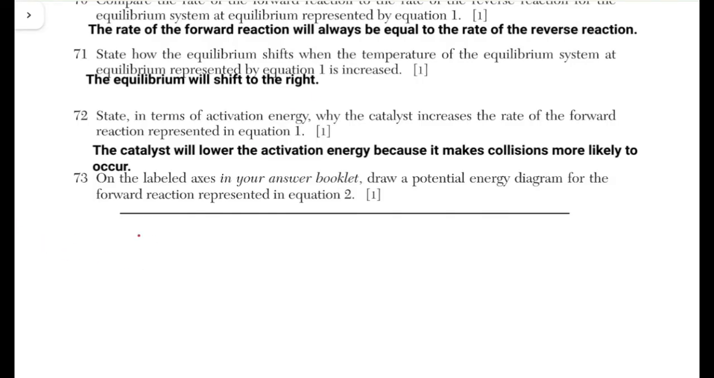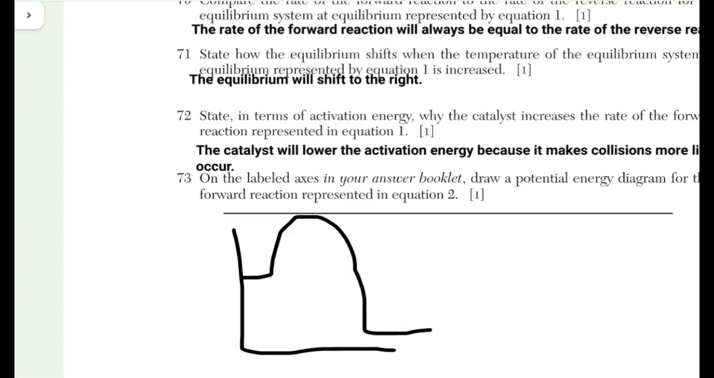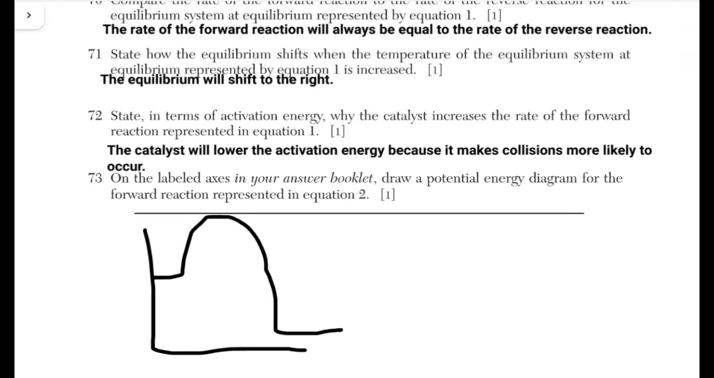On the labeled axes in your answer booklet, draw a potential energy diagram for the forward reaction represented in equation 2. The potential energy diagram will either show an endothermic reaction or an exothermic reaction. An endothermic reaction absorbs heat, while an exothermic reaction releases heat.